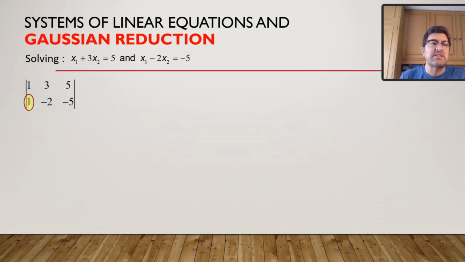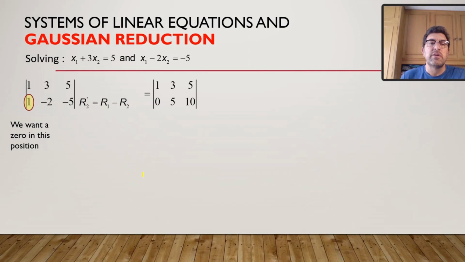So to get that as a 0, it makes sense to subtract the two rows from one another. So we want the 0 in that position. The new row 2 is going to be row 1 minus row 2. Now if I do that, I get 1 minus 1, which is 0. I get 3 minus minus 2 is 3 plus 2, which is 5. And I get 5 minus minus 5, which is 5 plus 5. That gives us a 10.